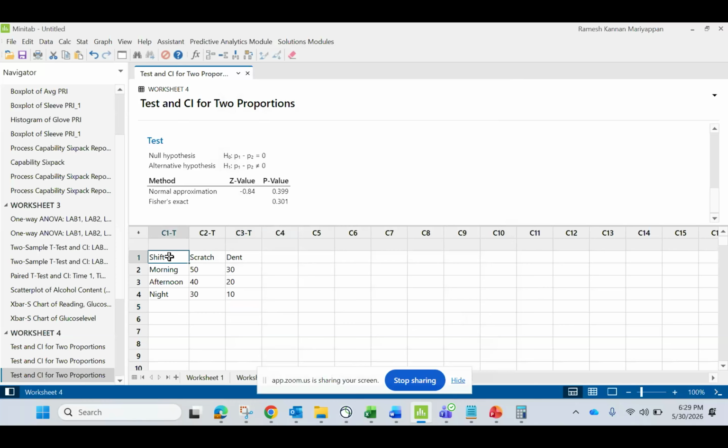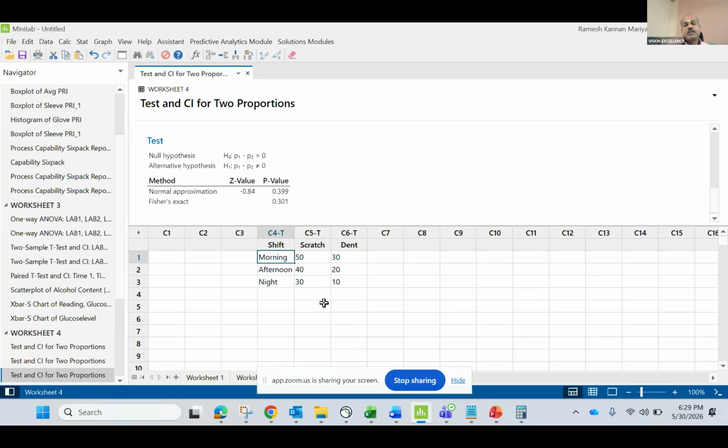Shift the column first. No, take only the column. Sorry, first row only. Shift, scratch, and dent. You copy. Put it on C4. Control X. Place your cursor on C4, because still the table is continuing. Don't use that place. Come to C4. And now copy all the data. Put it under C4, C5, C6.